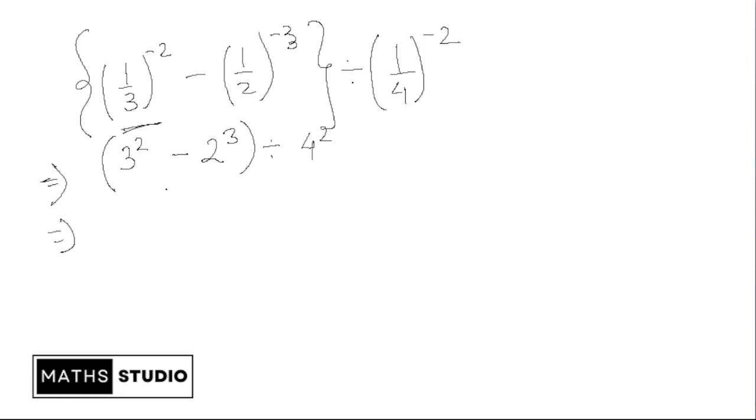So the bigger things are already taken care of. 3 square is 9 minus 8, divided by 16. This implies 1 by 16, and that's the answer. Okay.